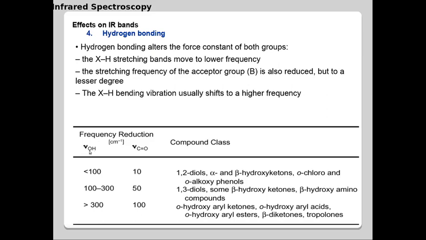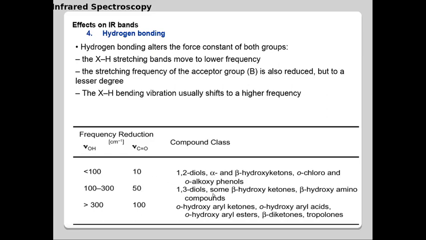Okay, and this table gives us an estimate of the reduction in frequency due to hydrogen bonding between adjacent OH and carbonyl functional groups in a typical molecule. So these are the classes of molecules, and we shall be considering the reduction in vibrational frequencies of OH functional groups and the carbonyl functional groups due to hydrogen bonding in these molecules. For molecules such as 1,2-diols, alpha and beta hydroxyketones, and ortho-chloro and ortho-alkoxyphenols, hydrogen bonding reduces the frequency of OH stretching by less than 100 centimeter inverse, whereas the carbonyl stretching frequency in these molecules will be reduced by about 10 centimeter inverse due to hydrogen bonding.